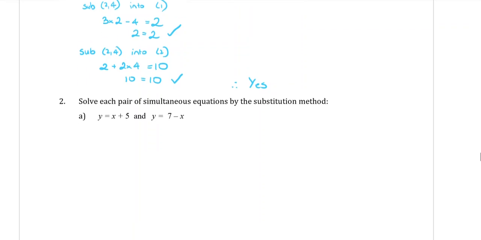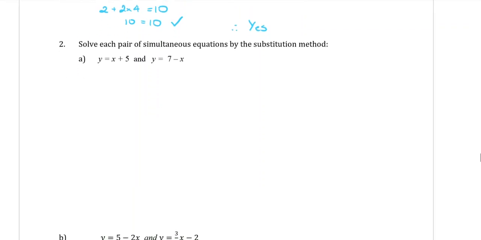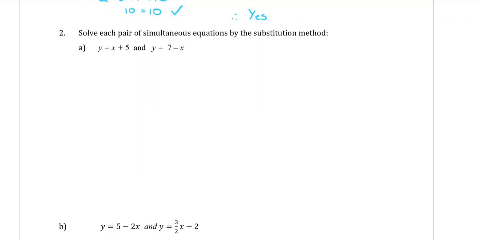Okay, question 2, let's get to some more typical types of questions. We want to solve each pair of simultaneous equations by using the substitution method. So you always want to have y equals or x equals in at least one of the equations. For this one, it actually is y equals for both of them.